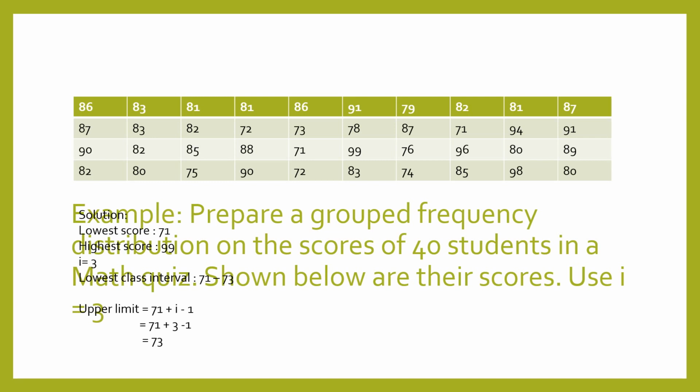Now, how did we get that? The lower limit is 71. To get the upper limit, 71 plus I minus 1. So 71 plus 3 is 74, minus 1 is 73. That's why we get 71 to 73.